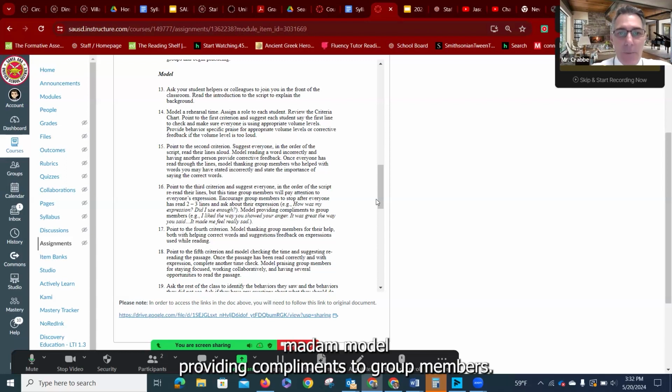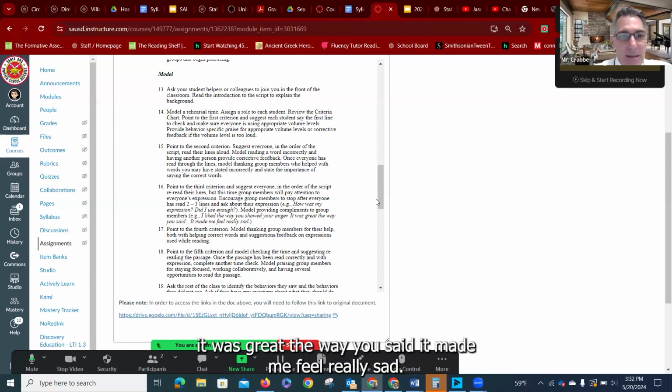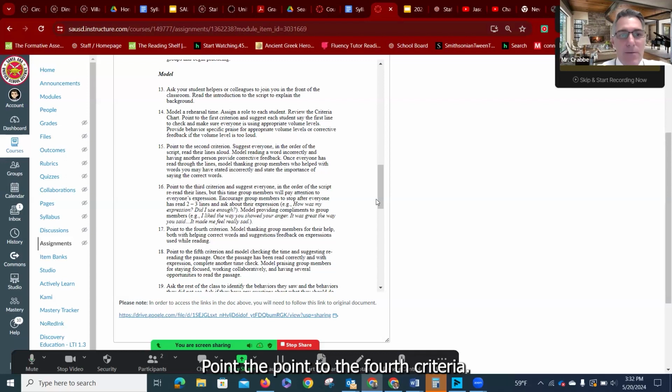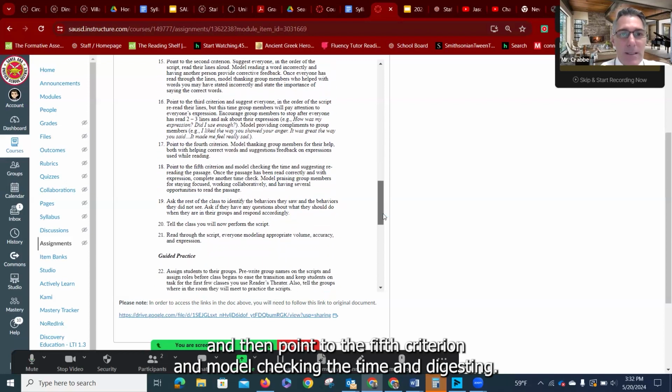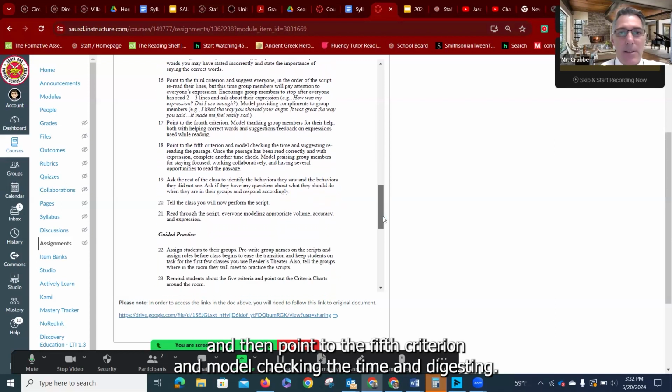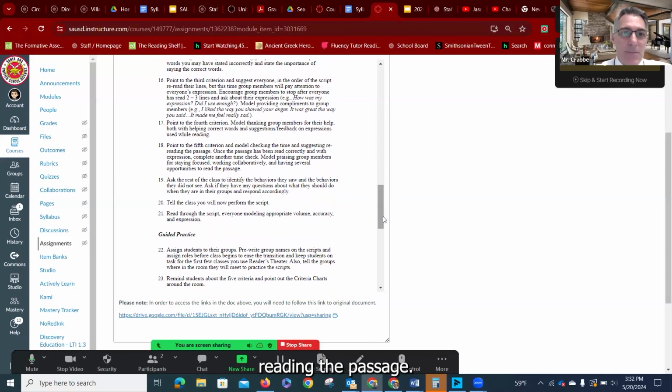Model providing compliments to group members. I like the way you showed your anger. It was great the way you said it, it made me feel really sad. Point to the fourth criteria. Model thanking group members for their help, both with helping correct words and suggestions, feedback on expressions used while reading. And then point to the fifth criterion and model checking the time and suggesting reading the passage.